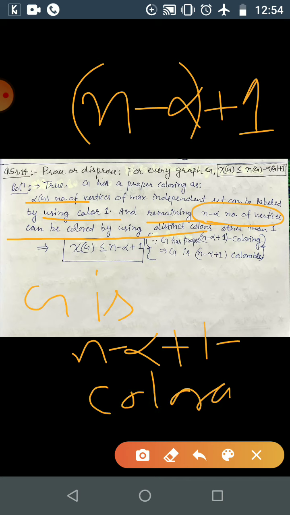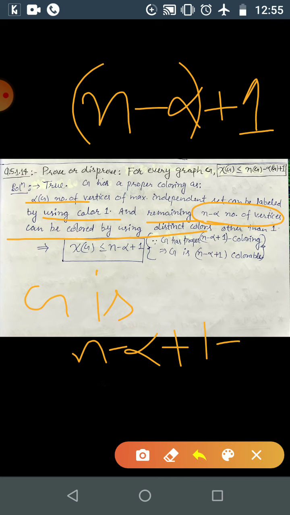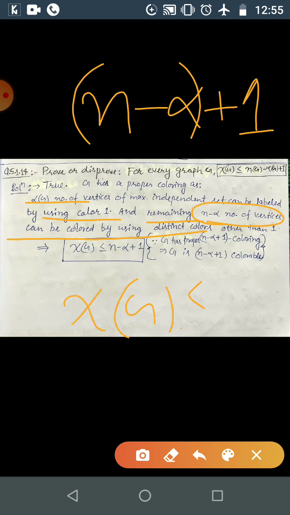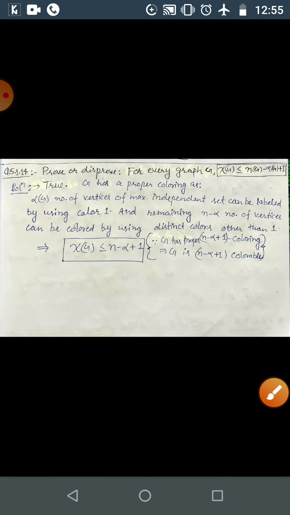G is k colorable if there exists a proper k coloring, correct, and we have shown that this is a proper coloring of this graph, so it is this much colorable. Whenever G is k colorable, the chromatic number will be less than or equal to k. We have shown G is n minus alpha plus 1 colorable, so the chromatic number will be less than or equal to n minus alpha plus 1. I think this is done.